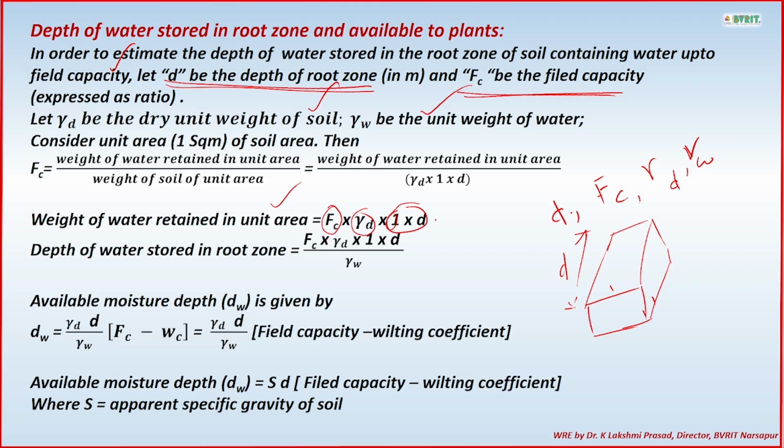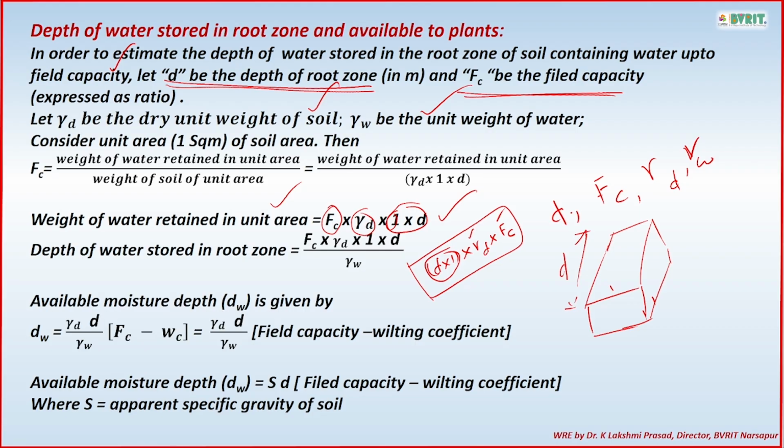This will give you the volume. D is the depth, into 1 gives the volume, into gamma D gives the weight of the soil, and into FC gives exactly the weight of water retained in the soil. So start from here. The volume of the soil is D into 1, and into gamma D gives the weight of the soil. And the weight of water in the soil is that times the field capacity.